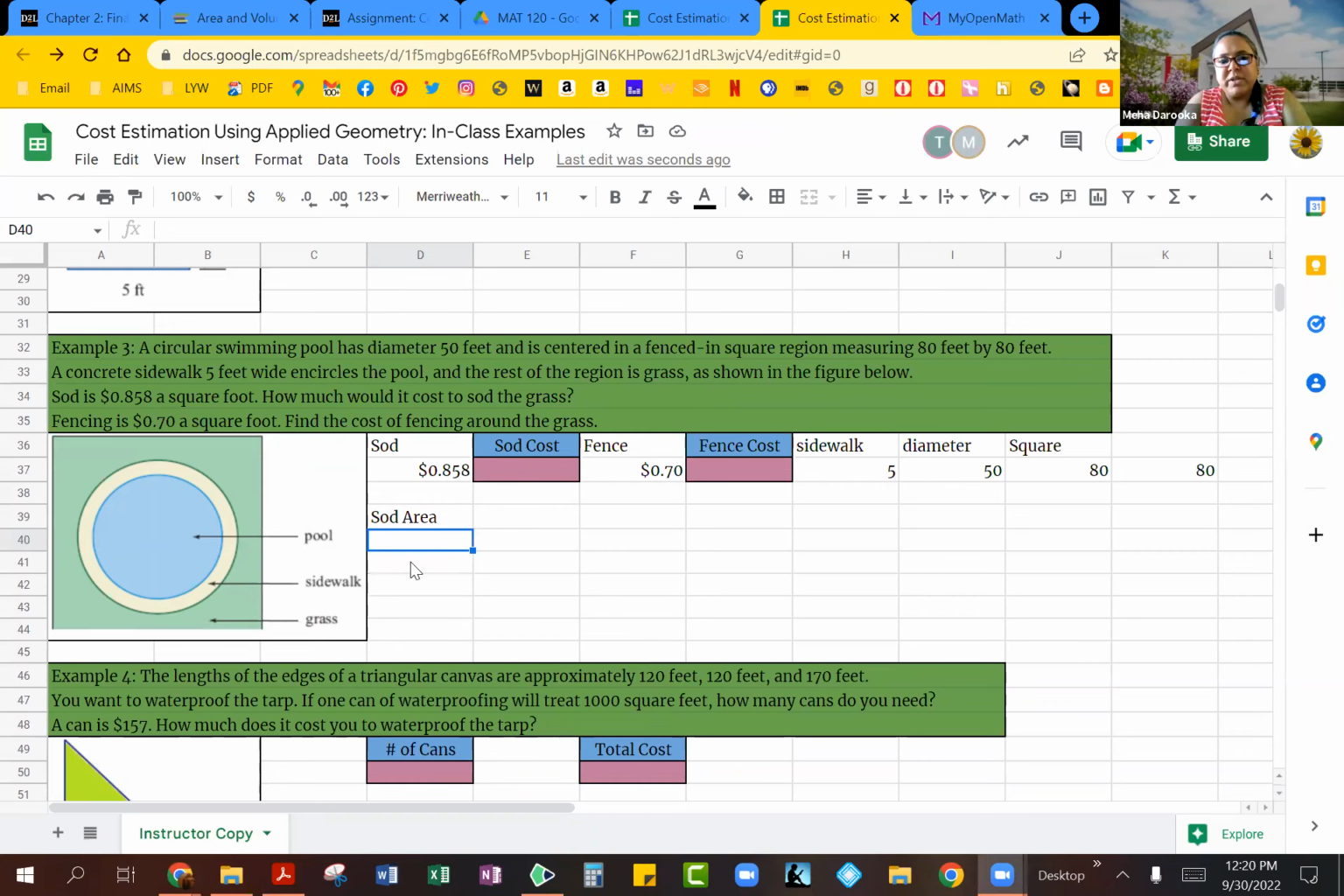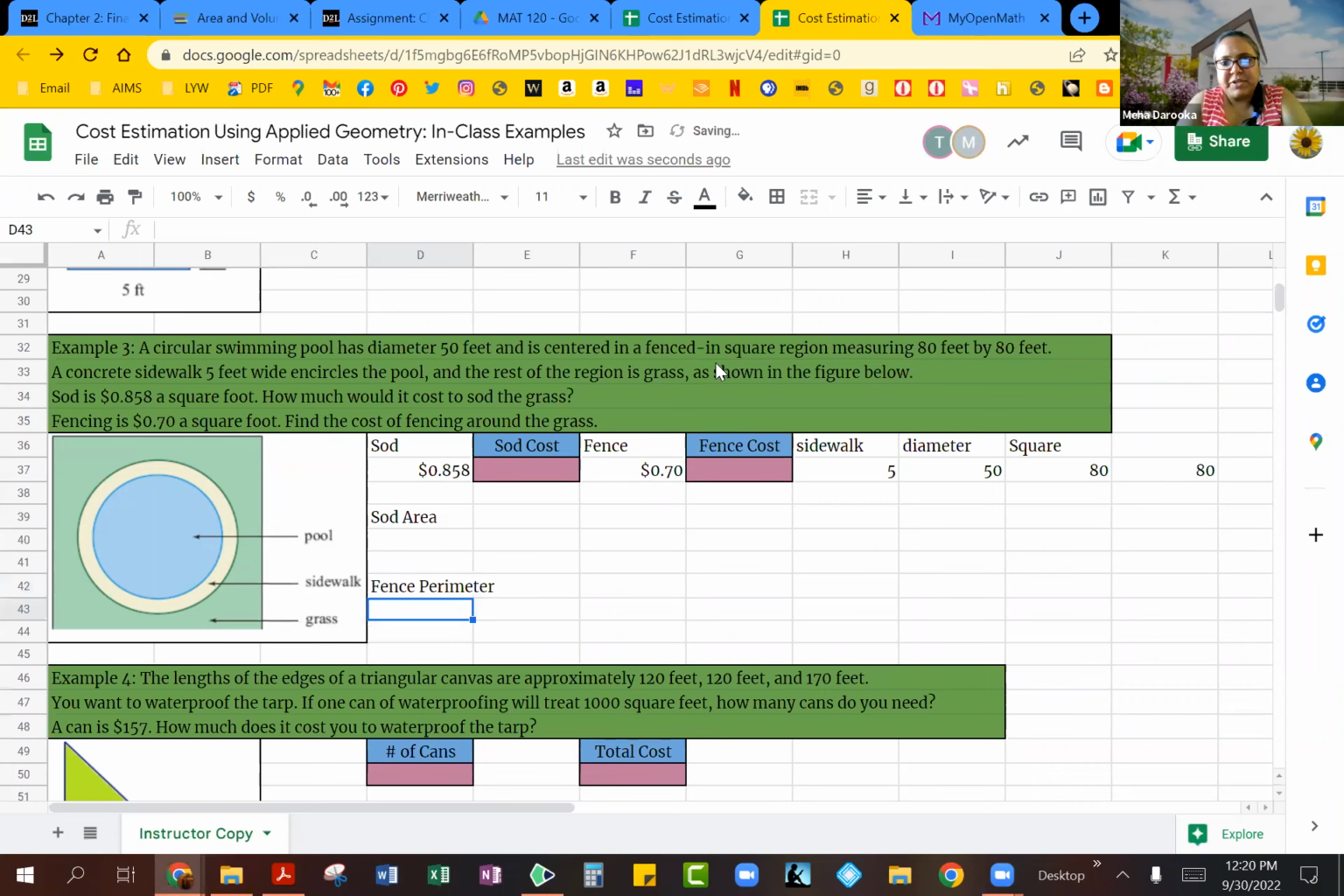Okay, so sod is going to be area. Now let me ask you, for the fencing, what your calculation is going to be. Perimeter, area, volume. Brooks, very nice. Exactly. Very good. So the fence is going to go around the grassy area. So the fence is going to be a perimeter calculation.